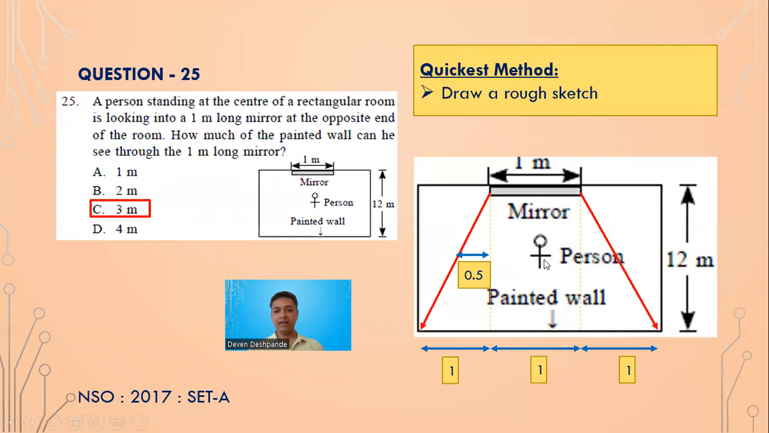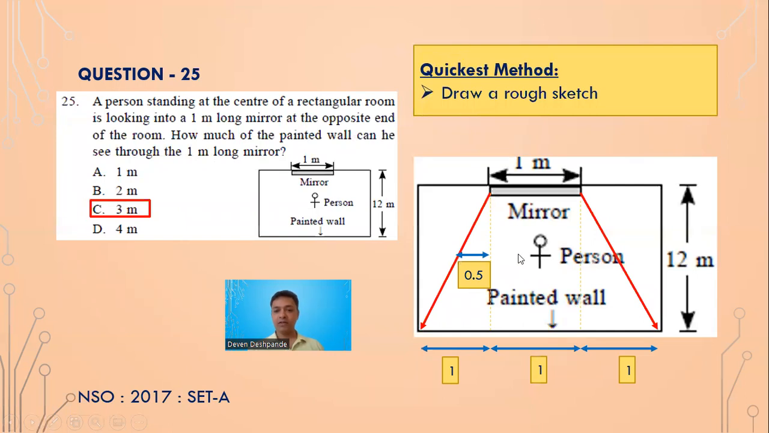So if the person is standing here and the person is looking at the corner in this angle, the angle of reflection will be like this. So if the person is looking like this, the angle of reflection will be like this, and you will see this much of the room. Now the person is standing here, isn't it? And what is this distance from the center of the person to the mirror? This mirror is 1 meter, so this will be half a meter or 0.5 meters, isn't it?